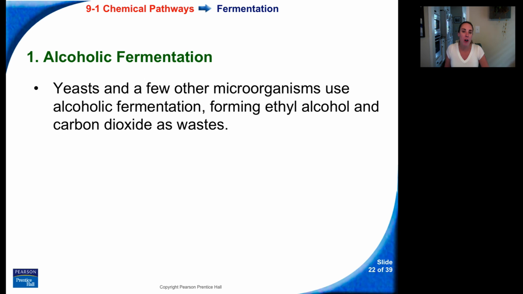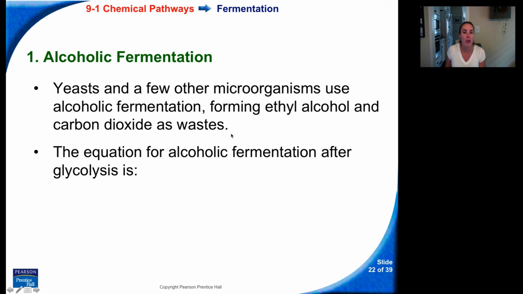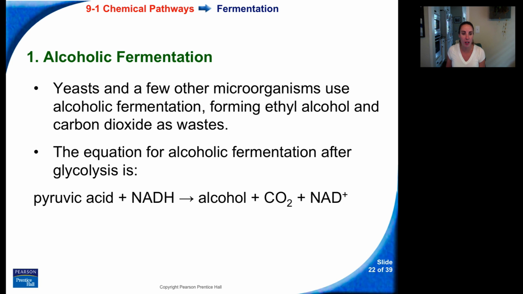So let's start with alcoholic fermentation. Yeast and a few other microorganisms use alcoholic fermentation, forming ethyl alcohol and carbon dioxide as waste. The equation for alcoholic fermentation after glycolysis is pyruvic acid plus NADH makes alcohol, carbon dioxide, and more NAD+.